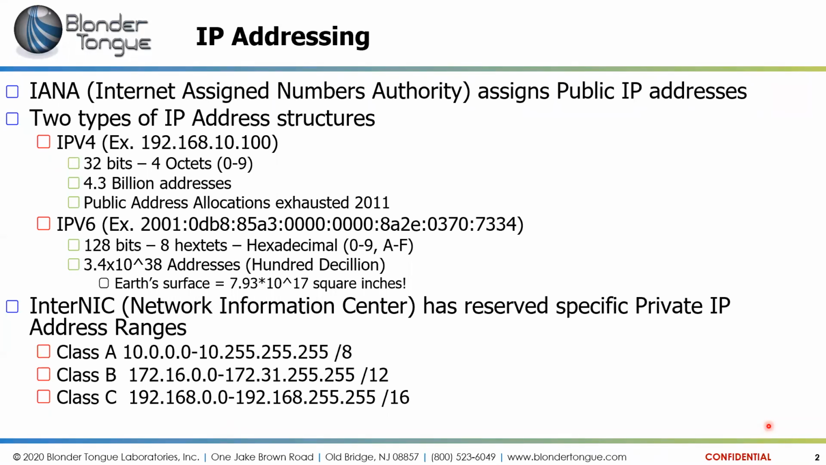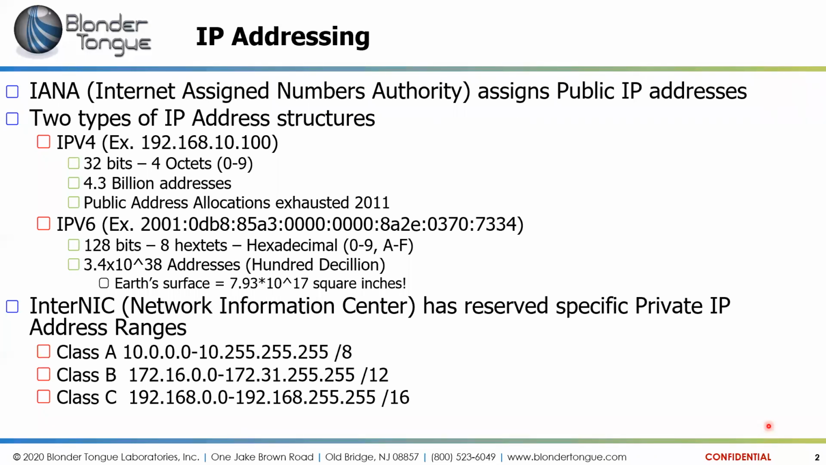So with that, there can be a total of 4.3 billion addresses given out from 0.0.0.0 through 255.255.255.255. The public address section of the IPv4 range, all of those have been allocated out. They were exhausted in 2011. So since then, the domain has been using IPv6, version 6 addressing.